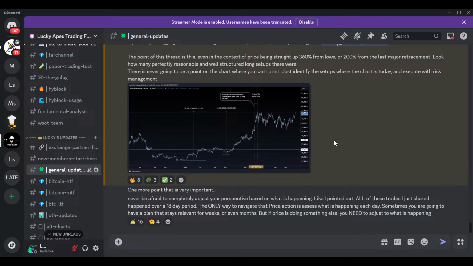Like I pointed out, all these trades I just shared happened over an 18-day period. And I actually took more trades, by the way. Those were just some of the long setups on the higher time frame. I didn't even go into all the scalping setups, and we had some really amazing scalping sessions in there.